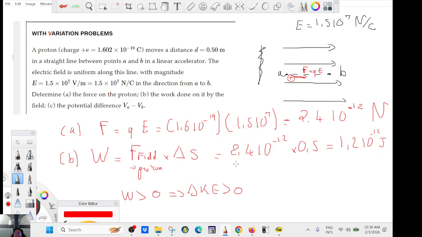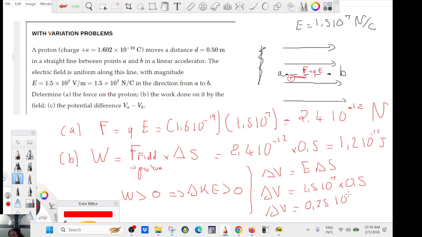Okay? Potential. So the potential is E. Okay? So the potential will be the work done per 1 coulomb. So delta V will be the electric field, which is 1.5 times 10 to the 7 times 0.5. Is that right? So delta V will be 0.75 volt.